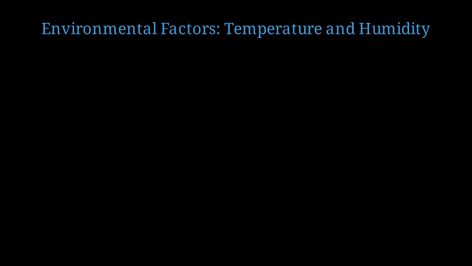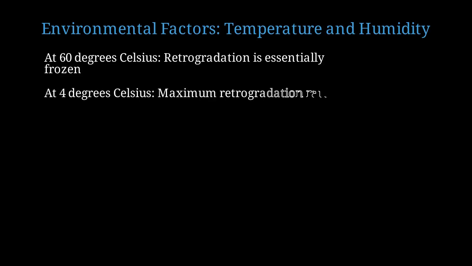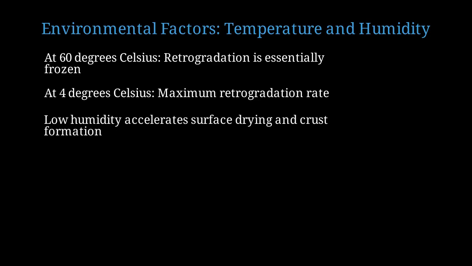Environmental factors like temperature and humidity also affect rice texture post-cooking through their influence on retrogradation kinetics. At elevated temperatures, say 60 degrees Celsius, retrogradation is essentially frozen because thermal energy prevents stable crystallite formation. Rice remains soft and sticky. At refrigeration temperatures around 4 degrees Celsius, retrogradation proceeds at maximum rate. This is the temperature of minimum starch stability. Low ambient humidity accelerates surface drying, forming a dry crust while the interior remains moist. This creates texture gradients within each grain.